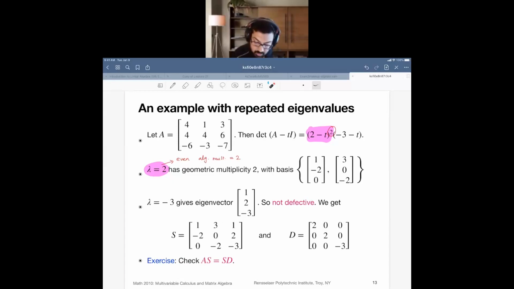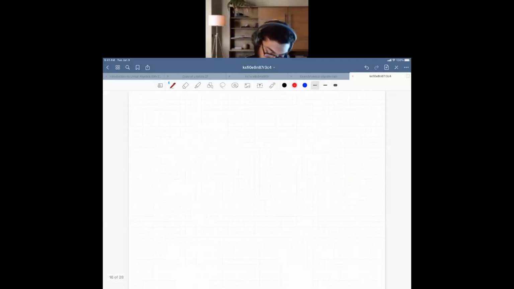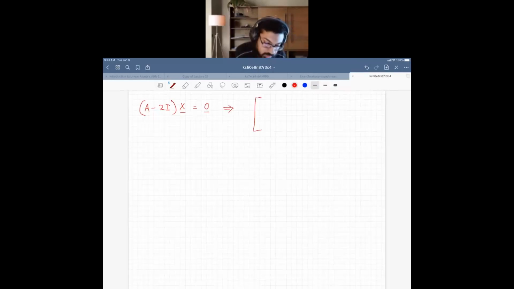So let's take a look at that over here. I've got A as 4. So all of this gets multiplied, subtract by 2 here, 2 here, 2 here. So when I do A minus 2I times x equals 0, that essentially gives me the augmented matrix 2 1 3 0, 4 2 6 0, -6 -3 -9 and 0.